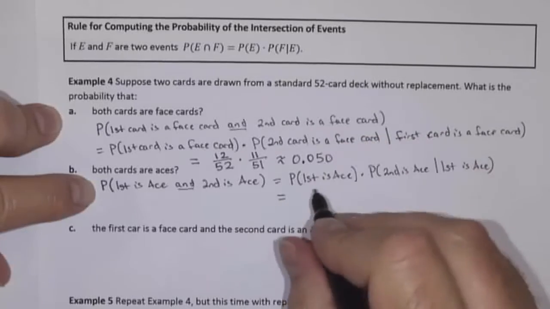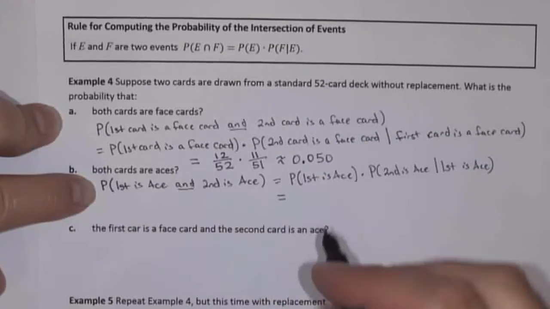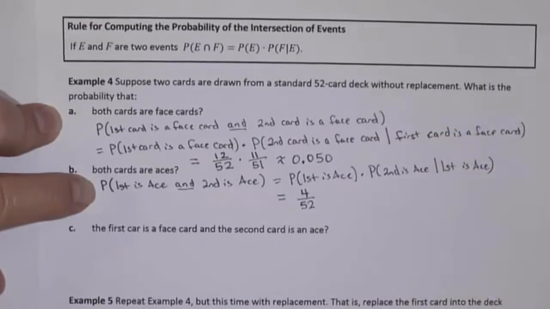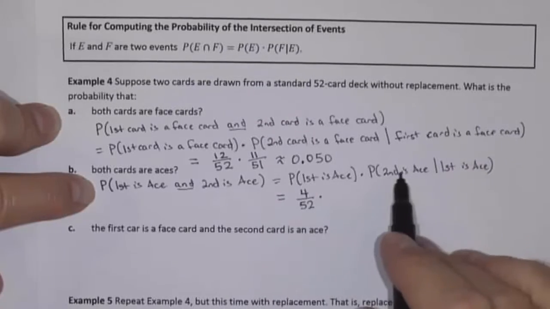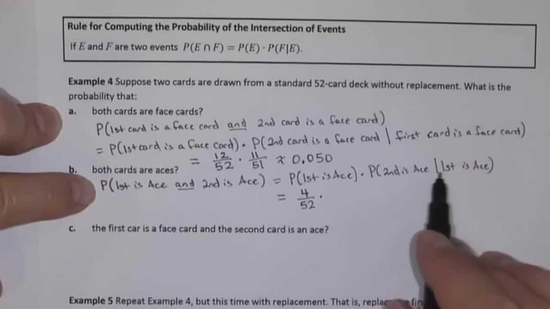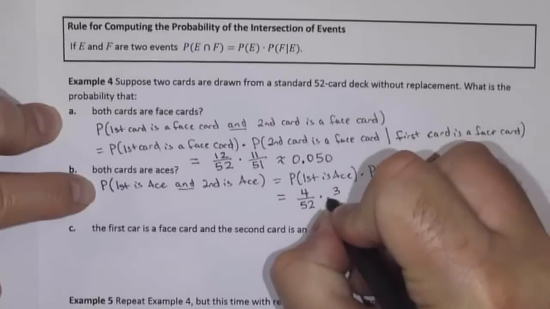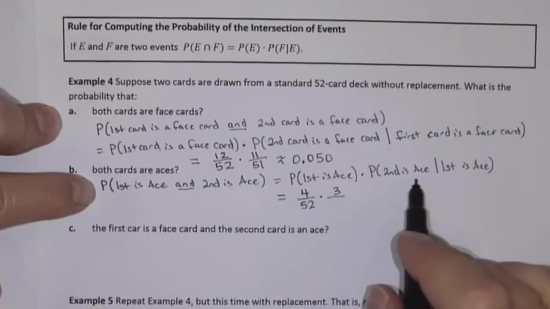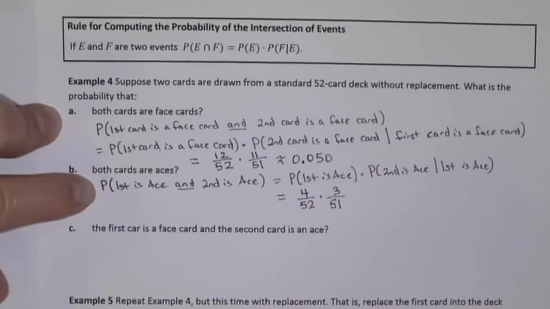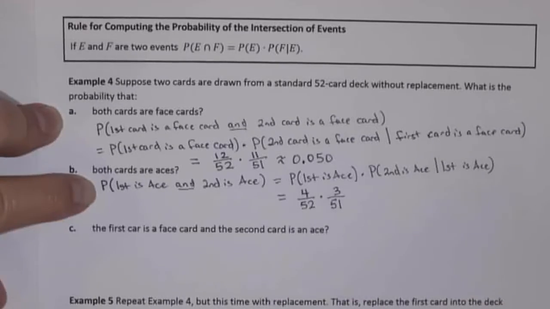Well, the probability that the first card's an ace, well, there are 4 aces out of the 52 cards, so that's going to be 4 out of 52. And the probability that the second card's an ace, given that the first card's an ace. Well, if the first card's an ace, then that means there's only 3 aces left in the deck for the second card to be an ace, and there's only 51 cards left in the deck. So it would be 4 out of 52 times 3 out of 51.